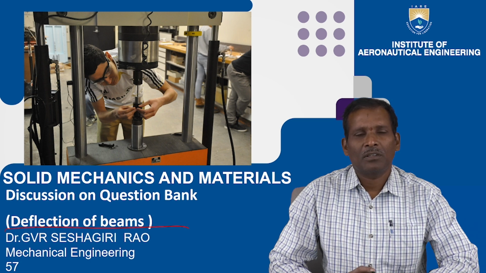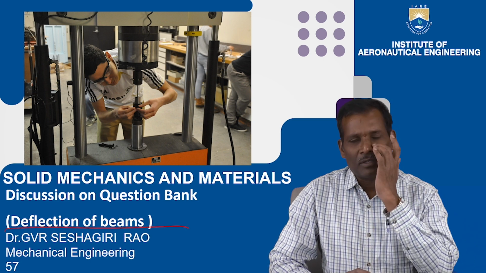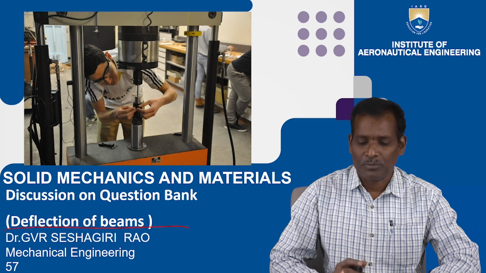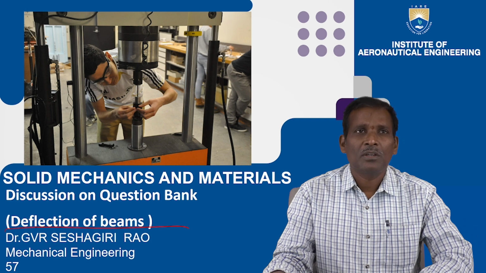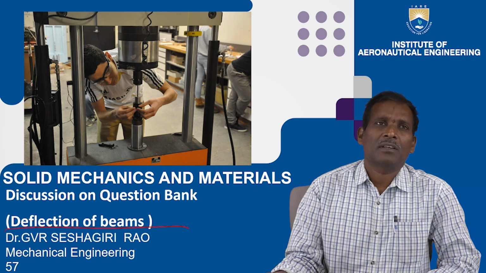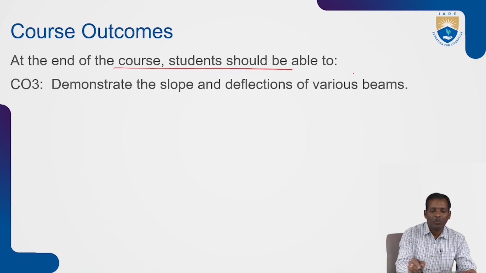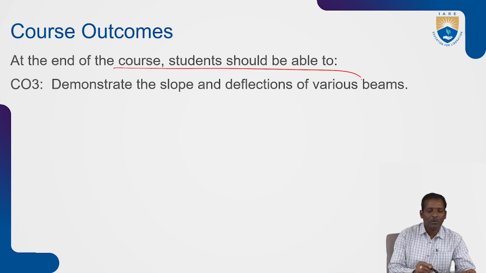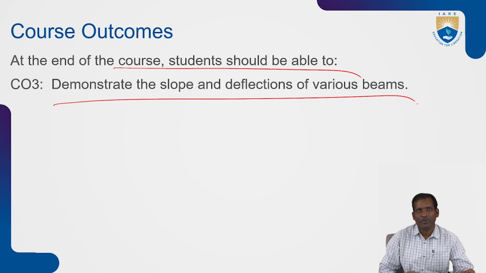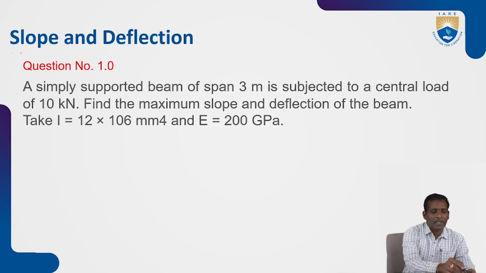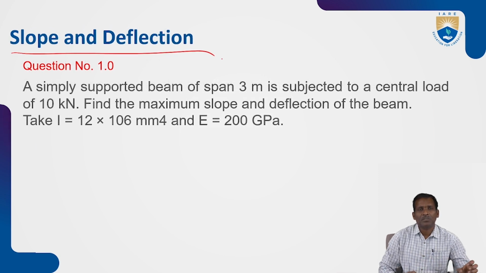Already we have seen the types of beams, and whenever these beams are subjected to forces or loads, you should calculate the slope. At the end of the course, the student should be able to demonstrate the slope and deflection of various beams. This is the outcome of this topic. These questions are selected from the question bank.